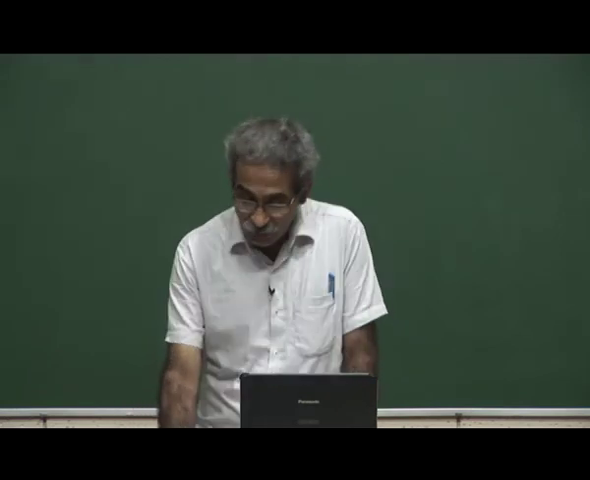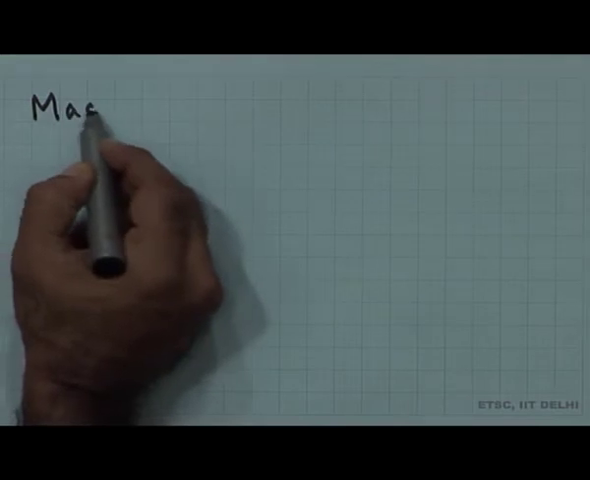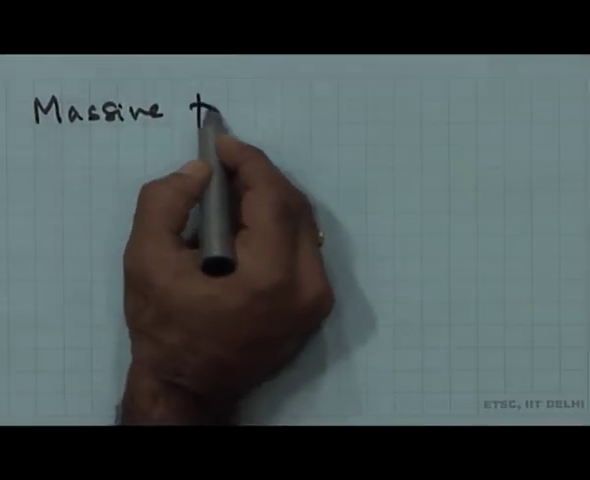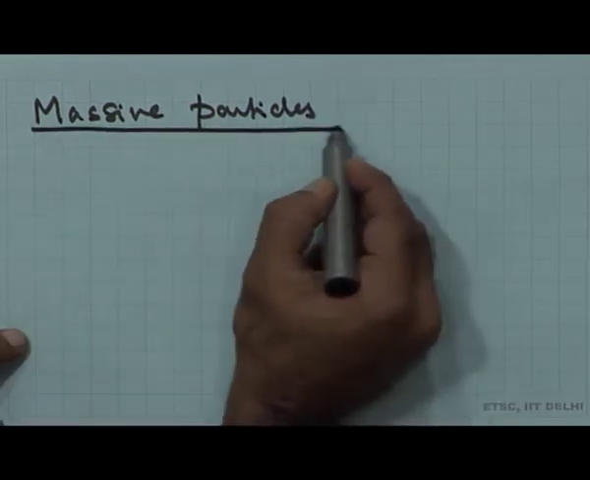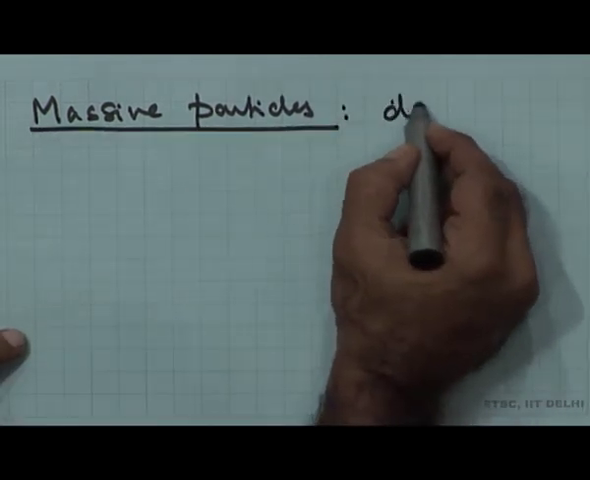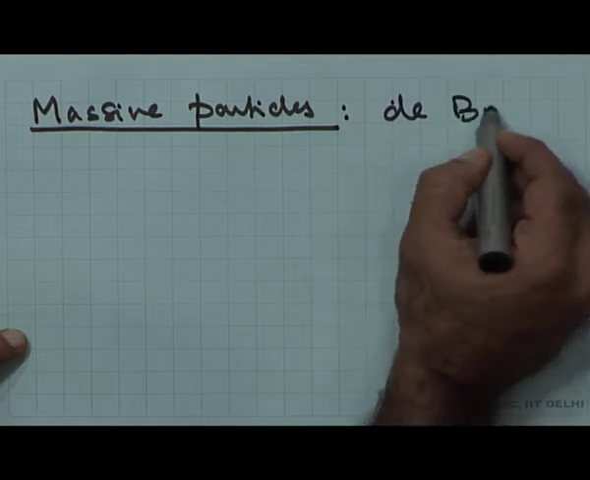But that was for radiation. When it comes to massive particles, the situation changes. Massive particles means de Broglie waves.